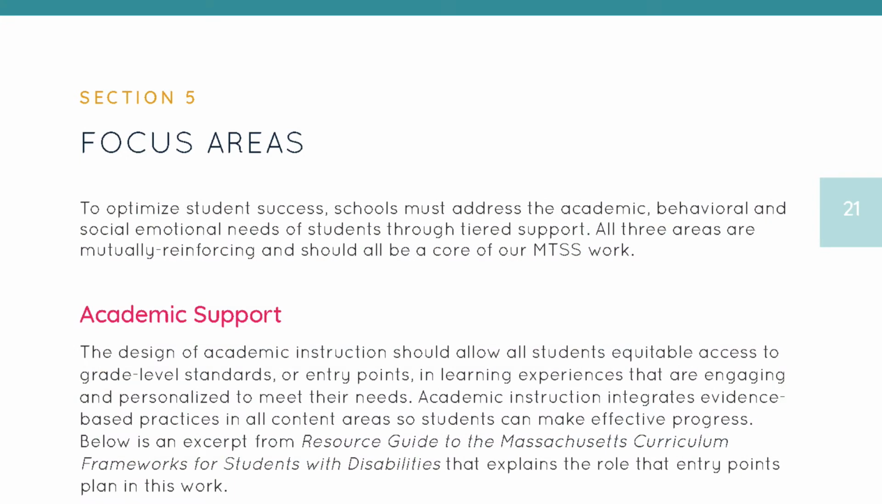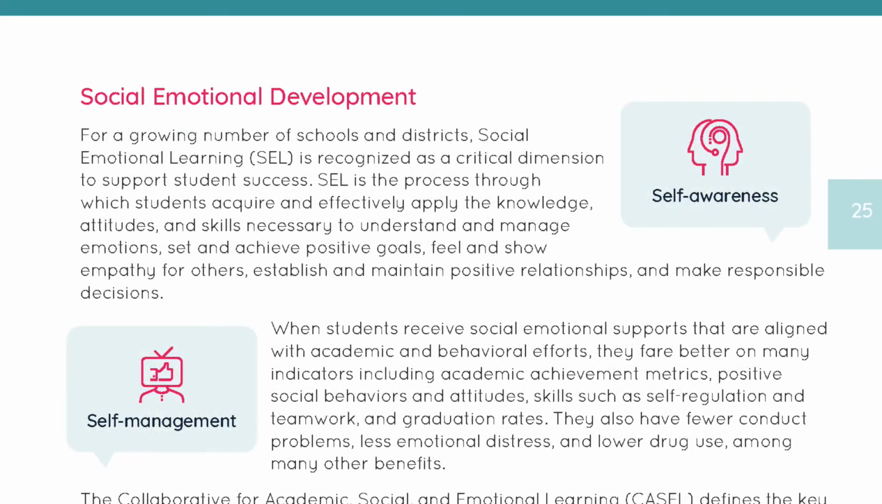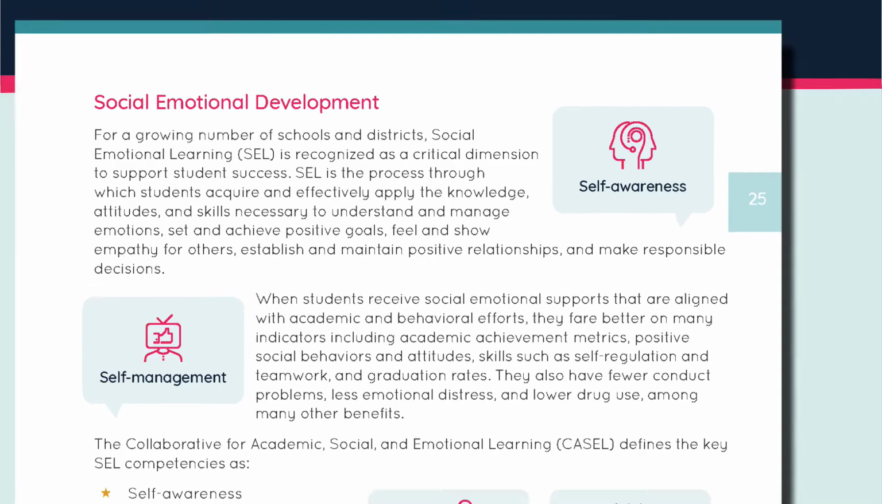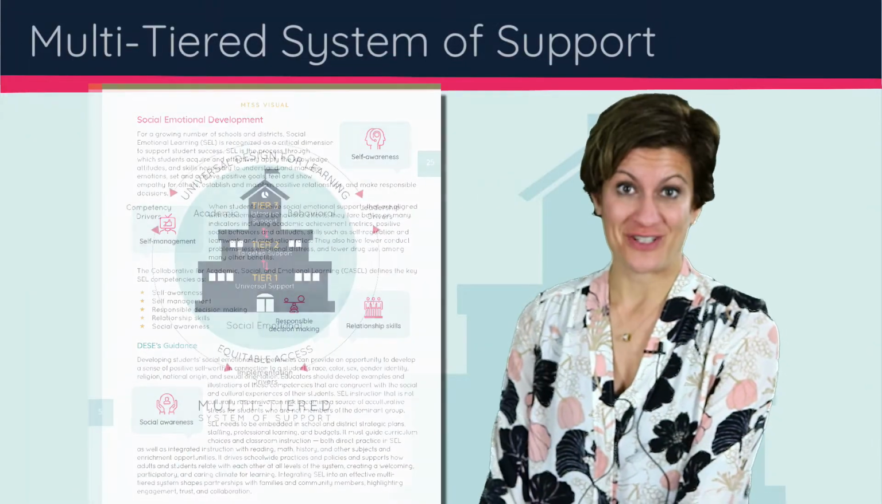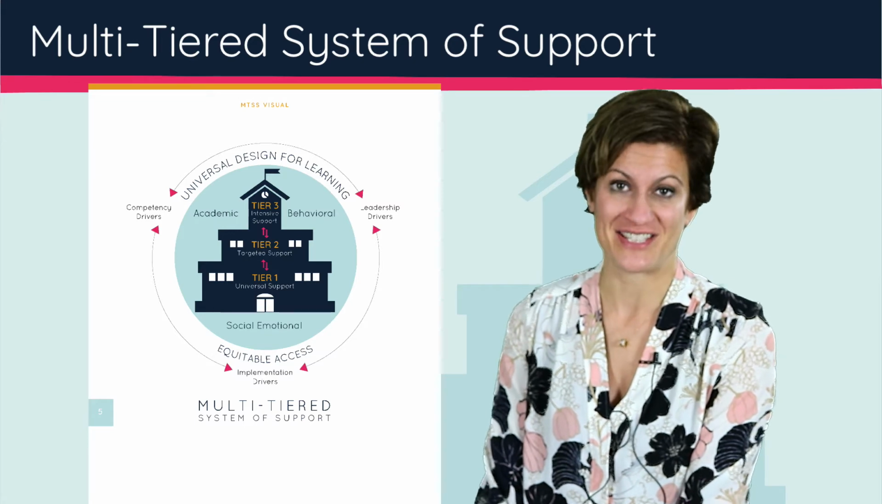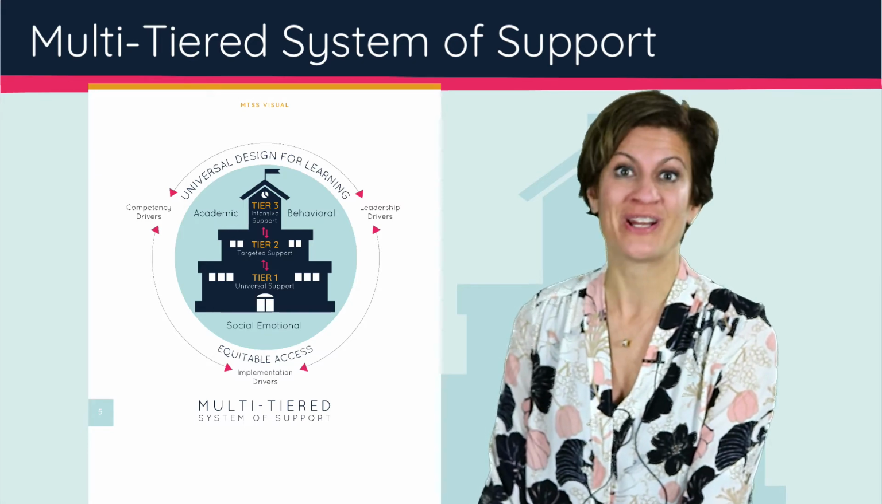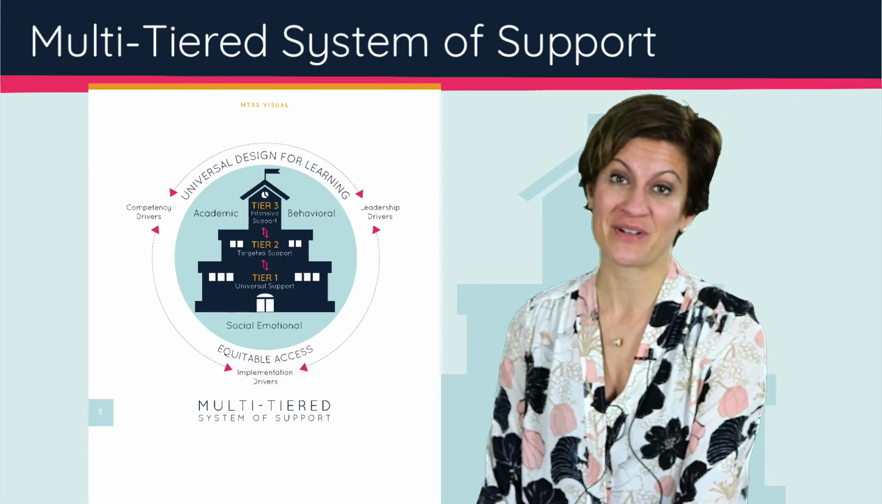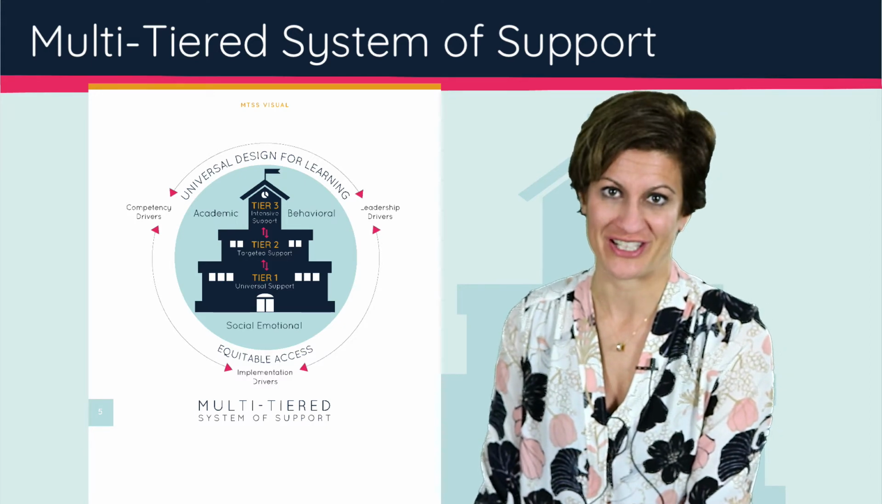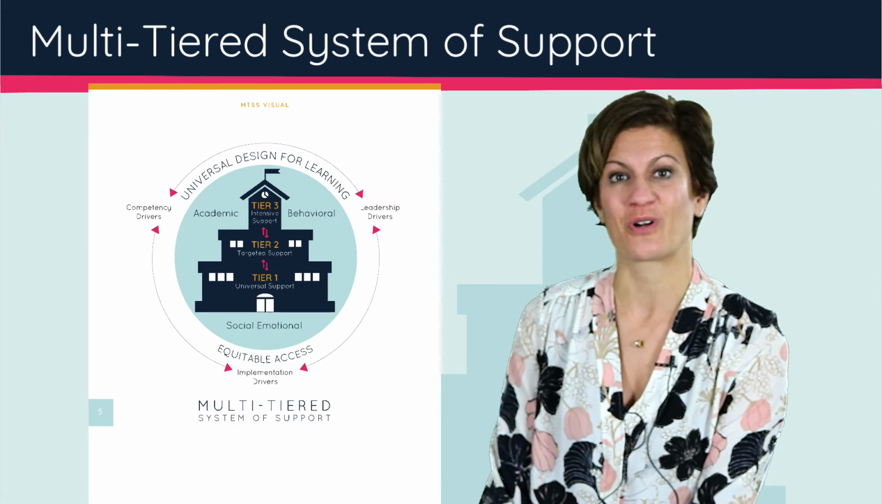Last, we unpack the focus areas of how a multi-tiered system integrates academic, behavioral, and social-emotional development so all students receive a holistic education that meets their needs. So looking at the visual, you'll now have a much better understanding of how all the different pieces of a system build together to support all students in Tier 1, Tier 2, and Tier 3 as necessary, academically, behaviorally, and social-emotionally. These are not 3 separate areas, but rather areas that are integrated and work together.